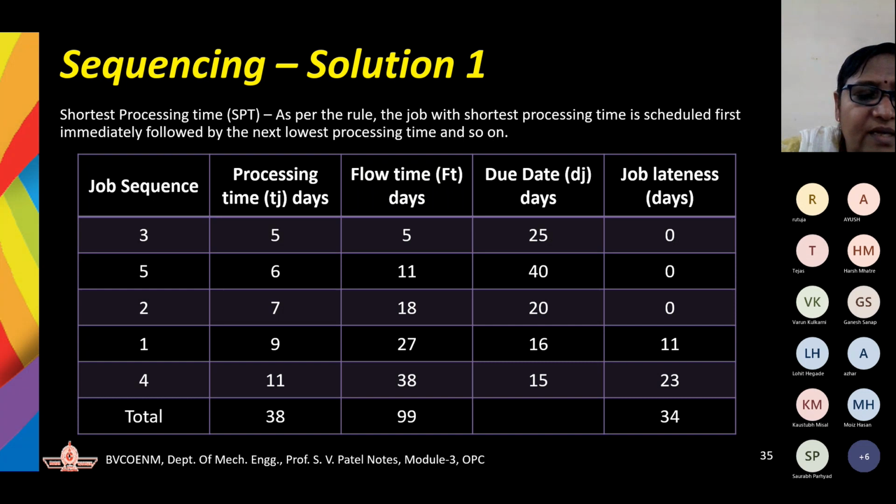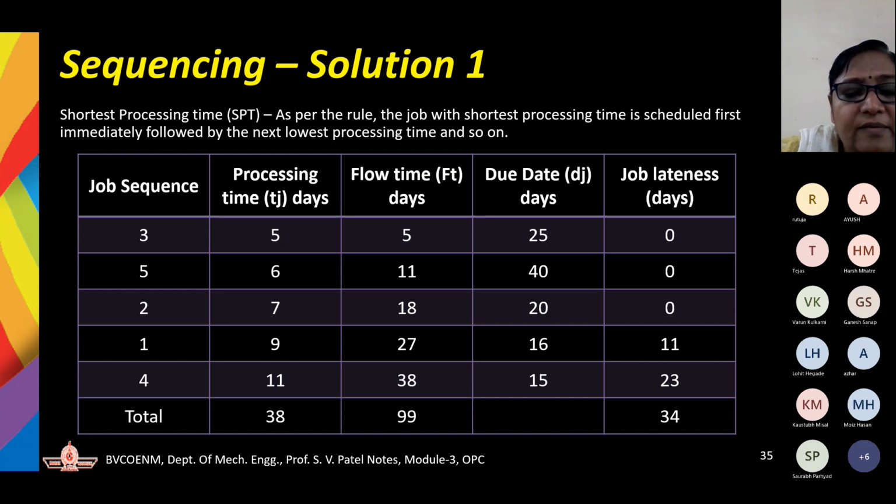Now let's go for the next job, that is job number 2. It requires 7 days to process. So 11 plus 7, on the 18th day we will be completing this second job. So by the 18th day, we are going to complete jobs 3, 5 and 2. Its due date is 20. So lateness is going to be considered as 0.